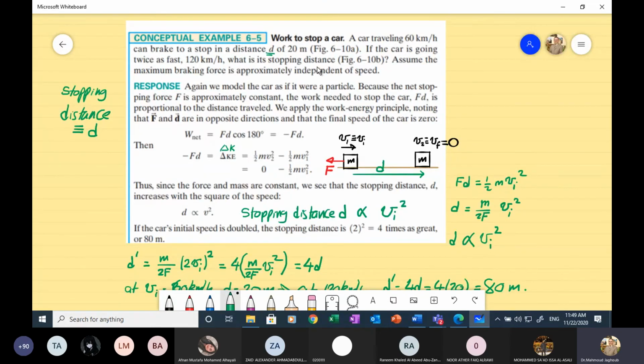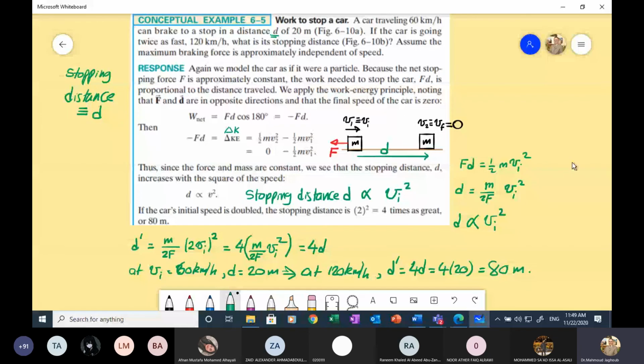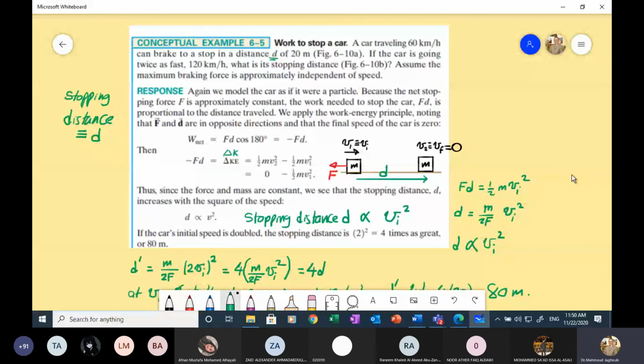What would you expect the stopping distance to be? When it was 60 kilometers per hour, the stopping distance was 20. What do you think would be the stopping distance when we move at 120 kilometers per hour? More than 20, that's right. But how much do you think? I guess, I know we need to calculate it.